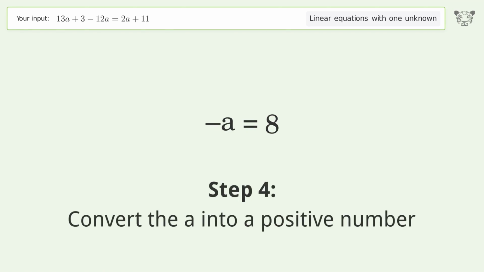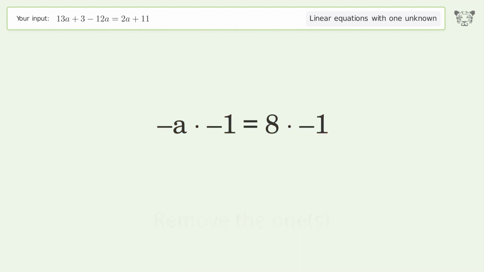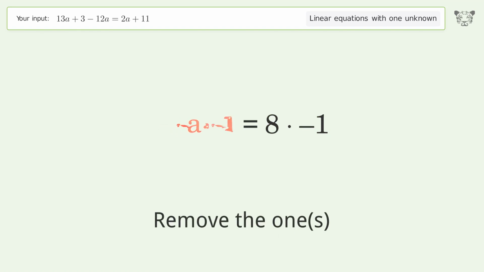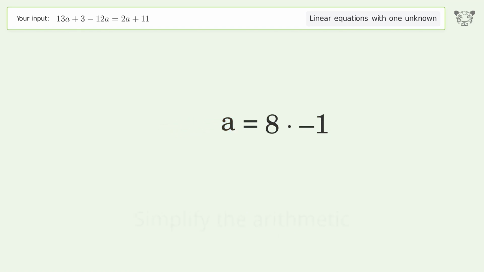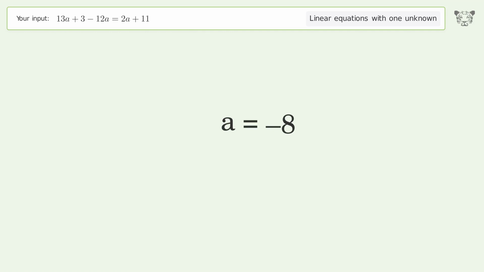Convert the a into a positive number. Multiply both sides by -1. Remove the ones. Simplify the arithmetic. And so the final result is a equals -8.